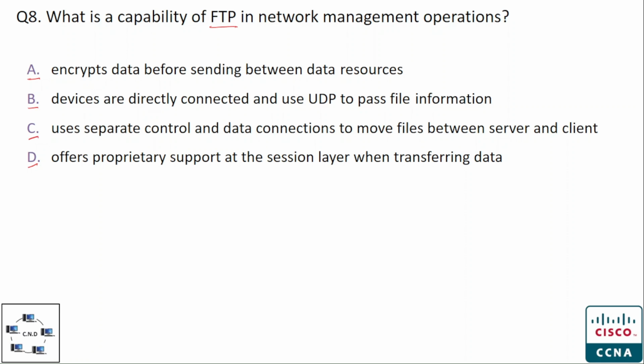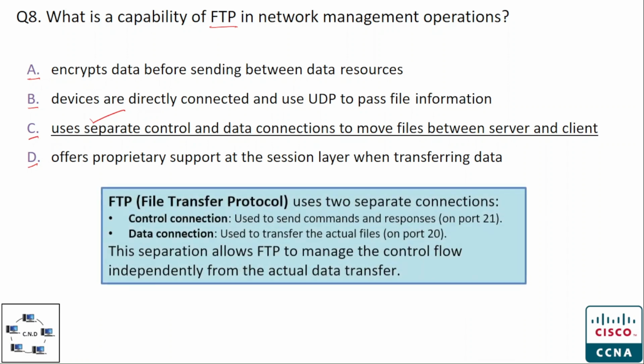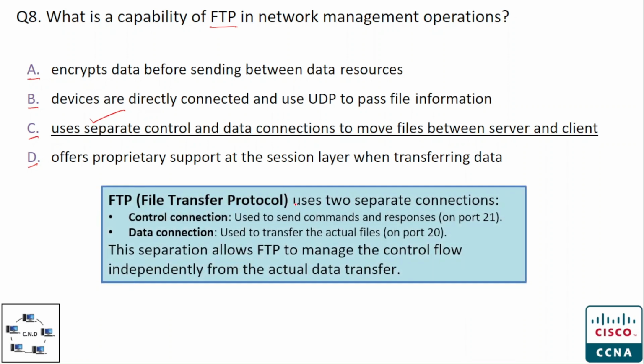And the correct option is that FTP uses separate control and data connections to move files between server and client. So the FTP file transfer protocol uses two separate connections. One is the control connection that is used to send commands and responses on port 21, and the other is the data connection that is used to transfer the actual files on port 20. This separation allows FTP to manage the control flow independently from the actual data transfer.